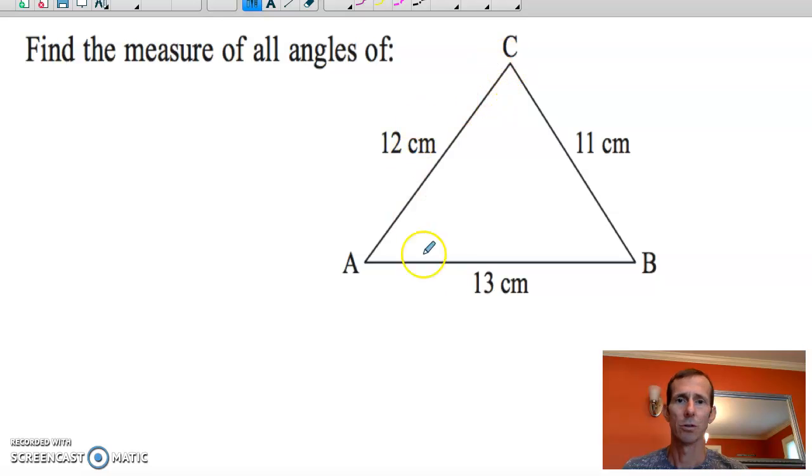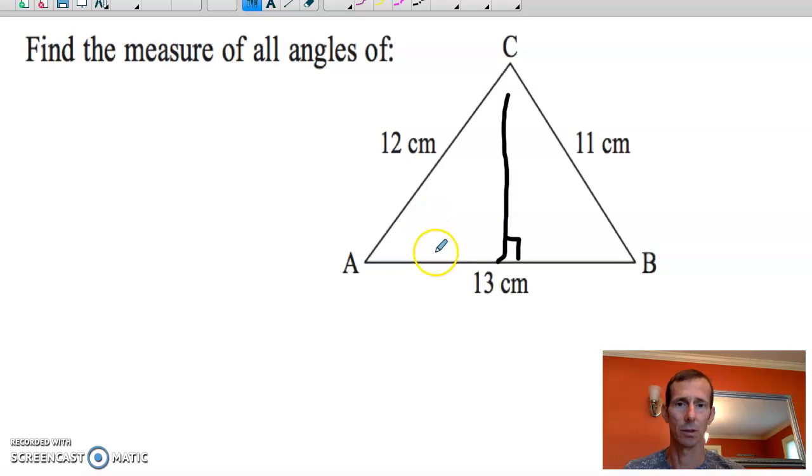So what we're going to do is kind of a long process here that's going to require me to drop an altitude down here, because if I have an altitude, then I can find, using kind of regular trig, these angles over here, also using Pythagorean theorem now that I have a right triangle.